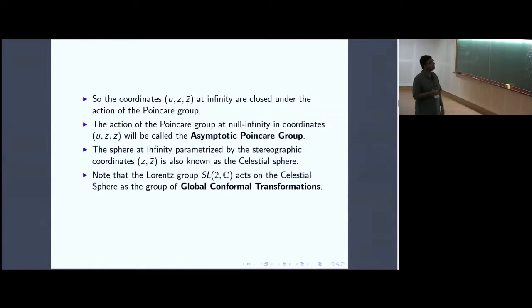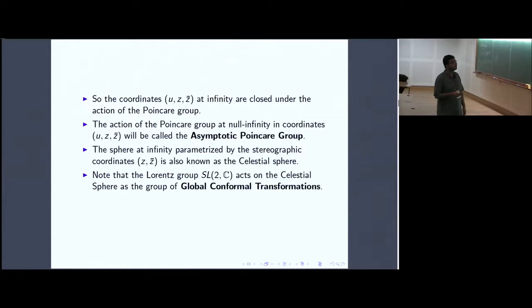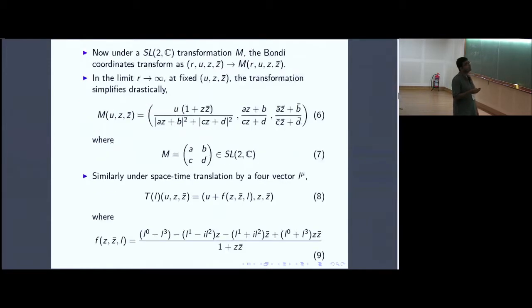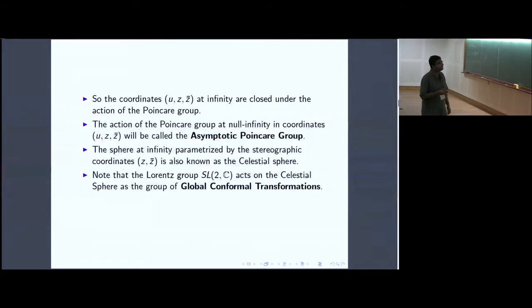And the thing is that you have the sphere at infinity, which is parameterized by this Z, Z bar, and this is also known as the celestial sphere. And we can see that the SL2C is just acting like the group of global conformal transformations on the sphere at infinity.